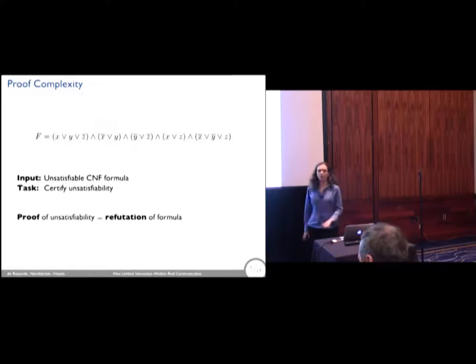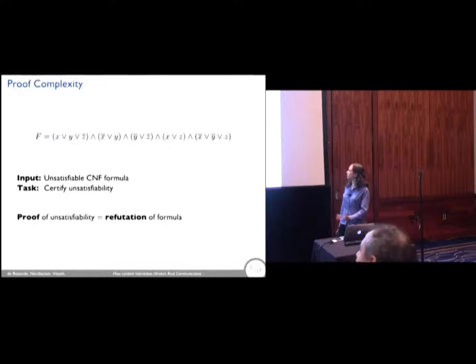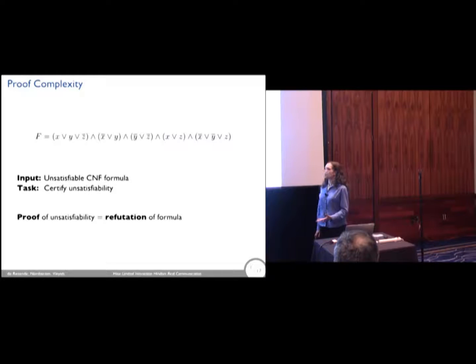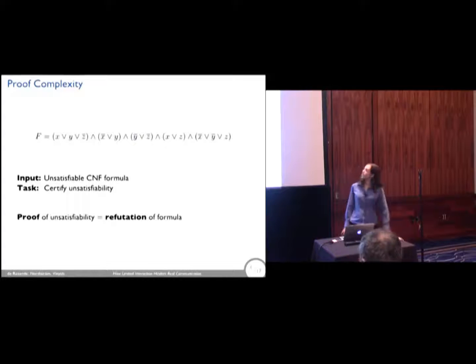The setup here is we have an unsatisfiable formula in conjunctive normal form, and our task is to certify unsatisfiability. And these certificates are proofs of unsatisfiability of the formula, or refutations of the formula. So we'll be using proof and refutation interchangeably in the talk.